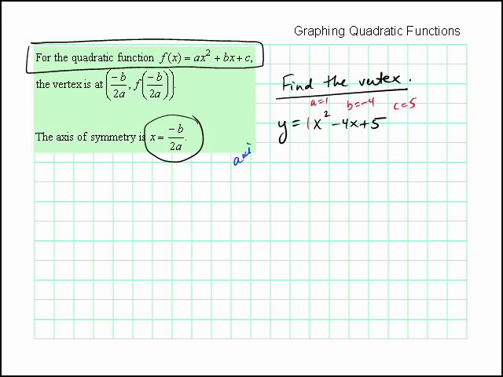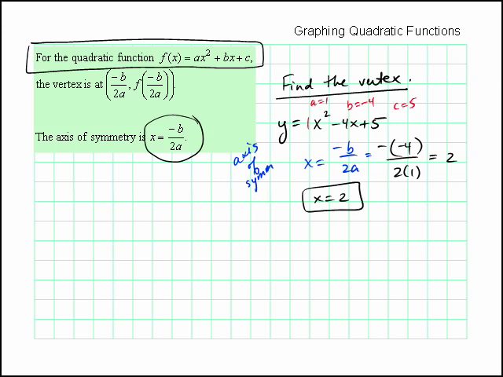So our axis or line of symmetry is x equals negative b over 2a, and that is going to be here negative negative 4 over 2 times 1, and that will simplify to a positive 2. So our line of symmetry is x equals 2. That's the first part of the vertex.